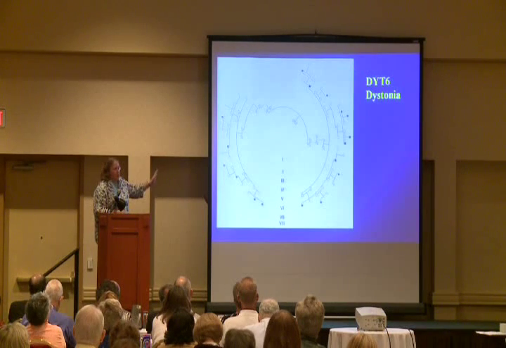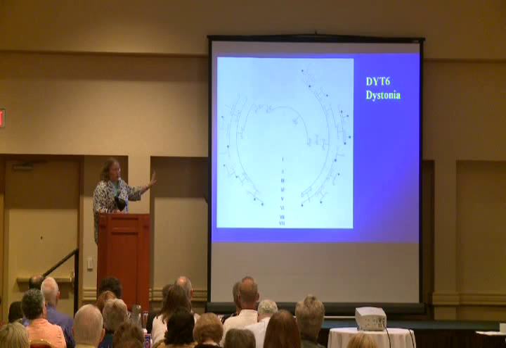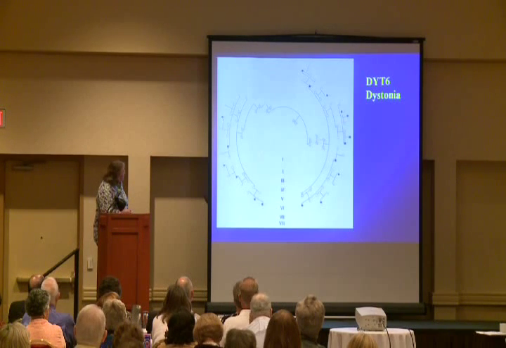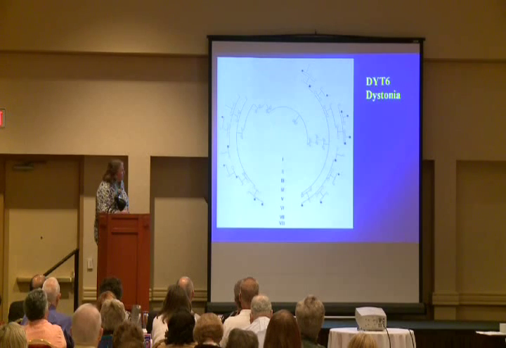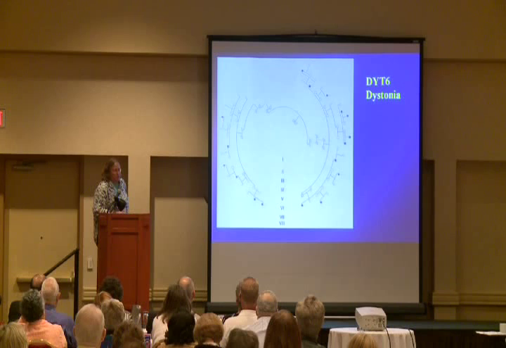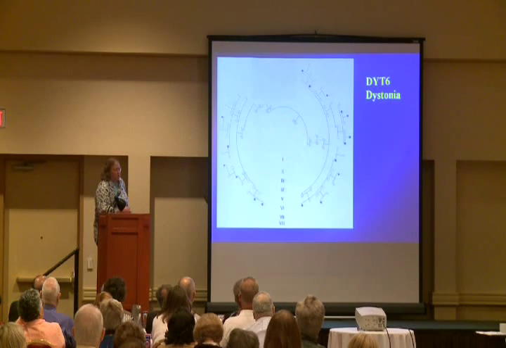And so this is an example from DYT6 dystonia, the gene we just found, of the family that we used to find this gene. You can see this is a family that's 6 generations connected, and there's more than 20 affected members in this family. So this is a huge family. This is, as a geneticist, what we like to see, but obviously it's not very nice for the family.